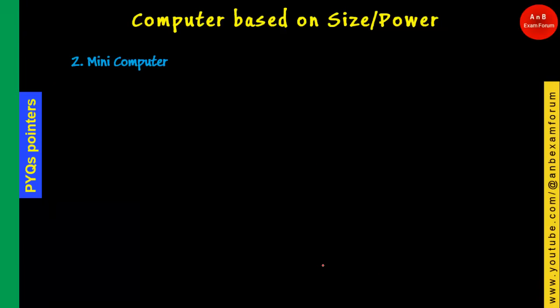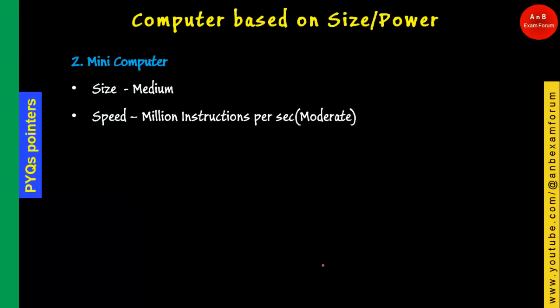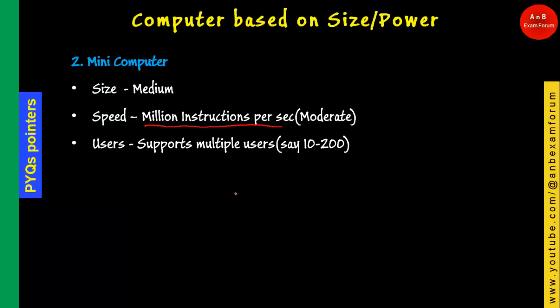Coming to the next, the minicomputer. The size is medium and its speed is moderate. Whereas microcomputer executes thousands of instructions per second, here it increases to millions of instructions per second. It supports multiple users, say 10 to 200. And the very popular examples are PDP-11 and IBM AS4000 computers.